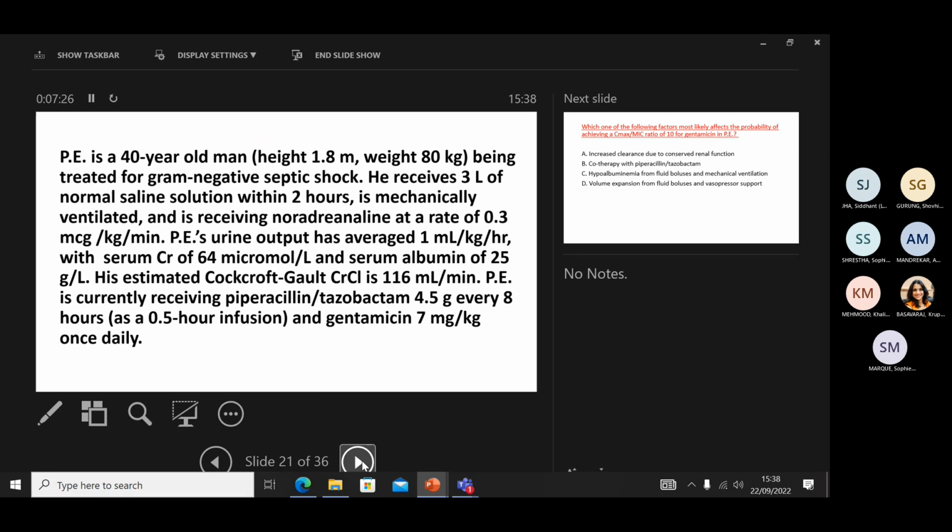Okay, so this patient is a 40-year-old man being treated for gram-negative septic shock. He's got 3 liters of normal saline for resuscitation within 2 hours. He's mechanically ventilated, receiving NORAD at 0.3 micrograms per kilo per minute. His urine output is good, 1 mil per kilo per hour, and his creatinine is 64, so the kidneys are working well. He has serum albumin of 25 grams per liter, and his estimated Cockcroft-Gault creatinine clearance is 116 mils per minute, so that's very high. He's currently receiving Piptaz 4.5 grams every 8 hours as a half-hour infusion, and gentamicin 7 mg per kg once a day.